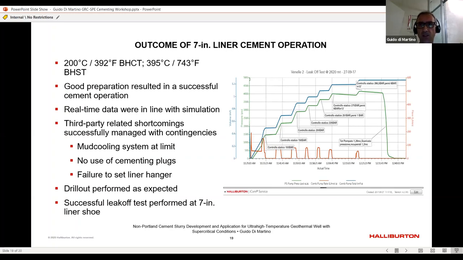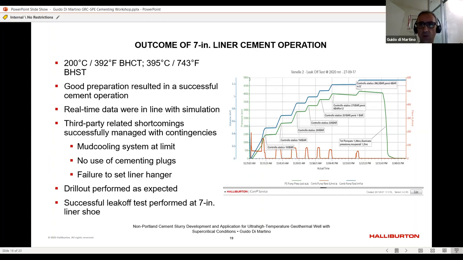A check of the third party's liner hanger and its auxiliary equipment resulted in the need for a job redesign, with the bottom hole circulating temperature increasing to more than 250 Celsius during the liner hanger set and the release procedure. It was deemed the condition too far deviating from the manufacturer temperature ratings for the cementing plug set. No separation between cement slurry and fluids before and after results in high risk of cement slurry contamination.